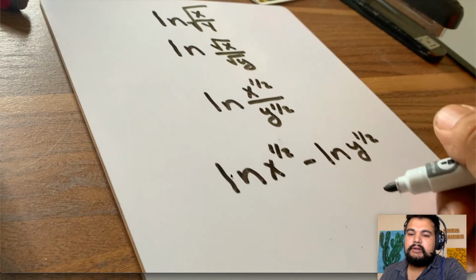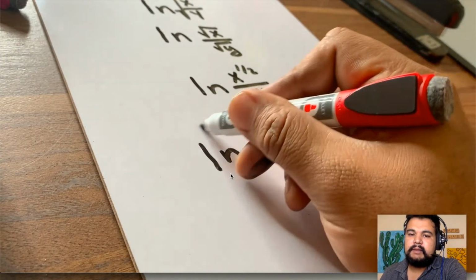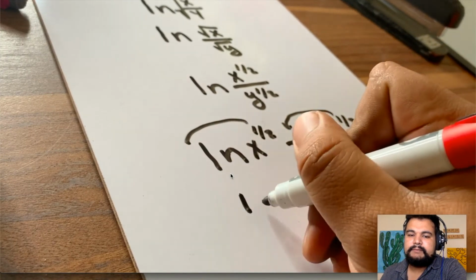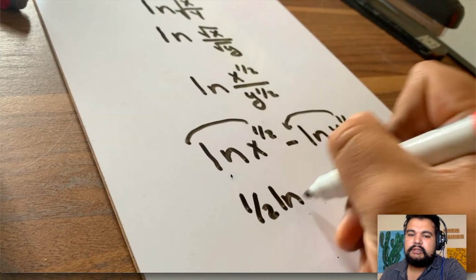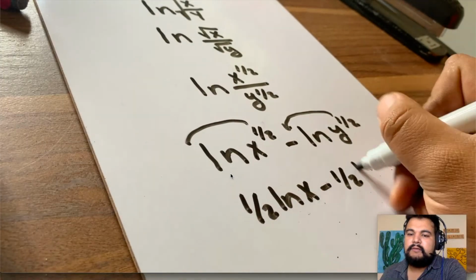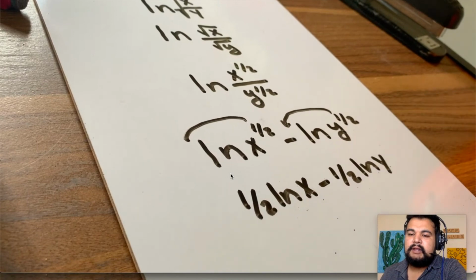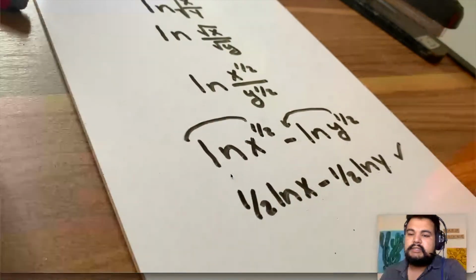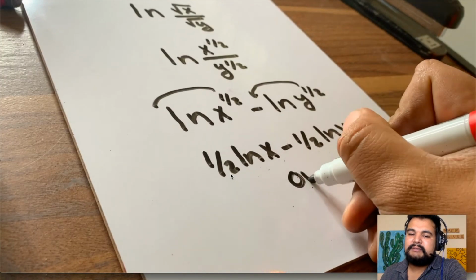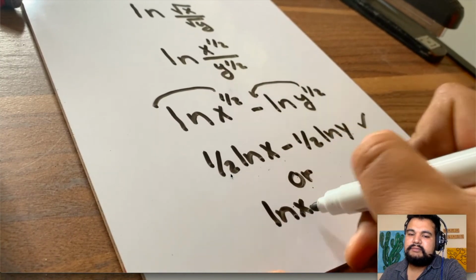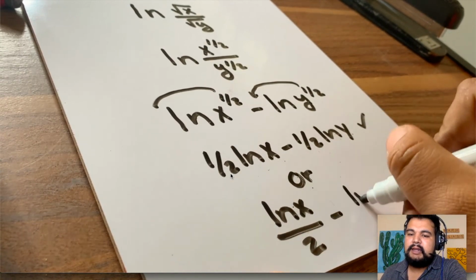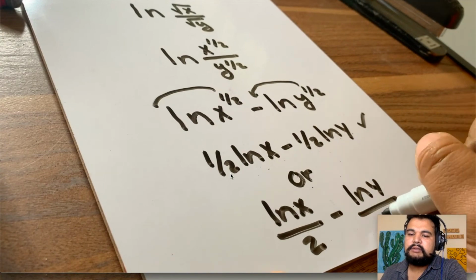And we're just simply going to shoot the powers down to the front. So we have 1/2 ln of x minus 1/2 ln of y. And that's technically your answer, although you could write it as ln of x over 2, because multiplying by 1/2 is the same thing as dividing, minus ln of y over 2.